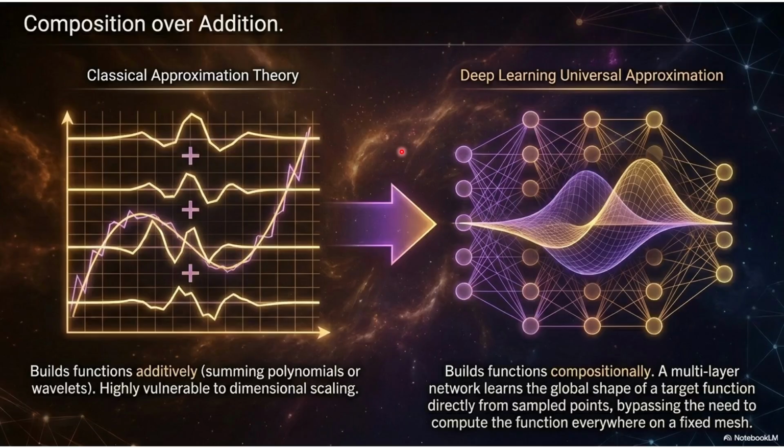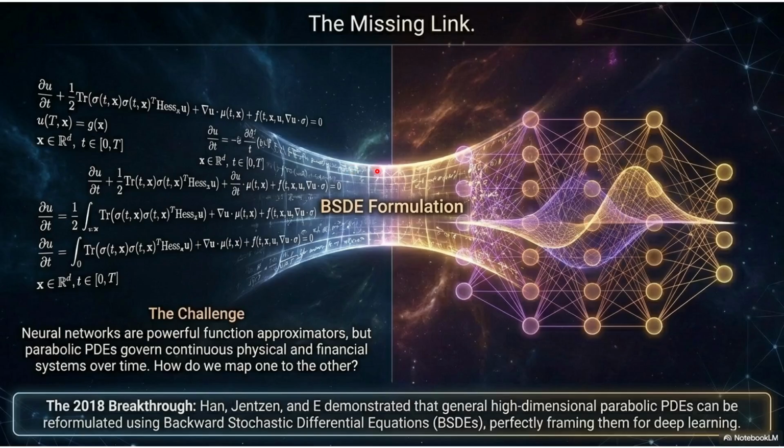So a multi-layer network learns the global shape of a target function directly from sampled points, completely bypassing the need to compute the function everywhere on a fixed mesh. But how do we connect these two different worlds? Neural networks are powerful function approximators, but continuous physical and financial systems over time are governed by parabolic PDEs. The missing link here is the BSDE formulation.